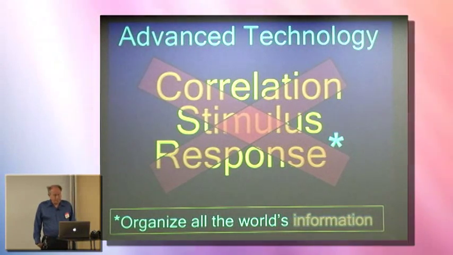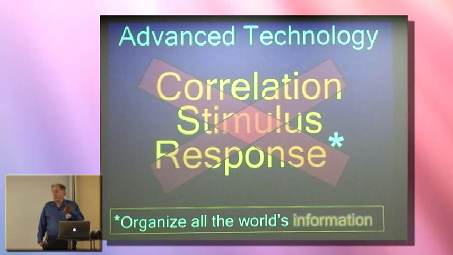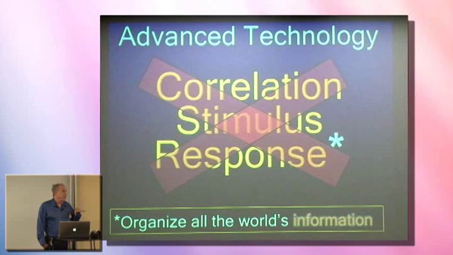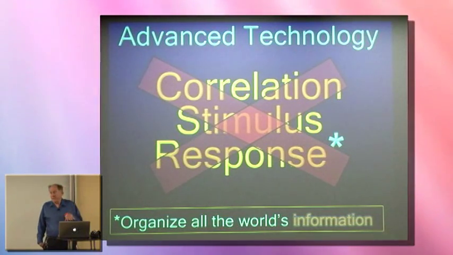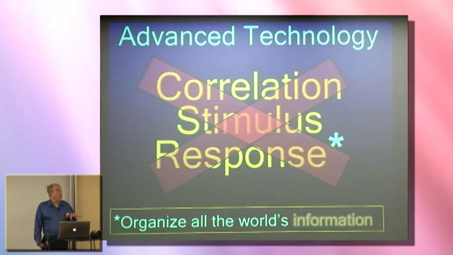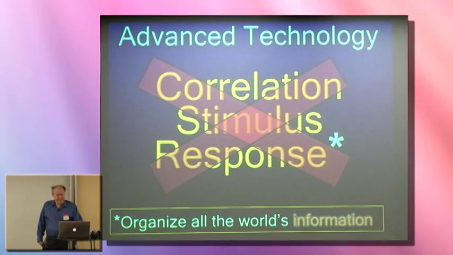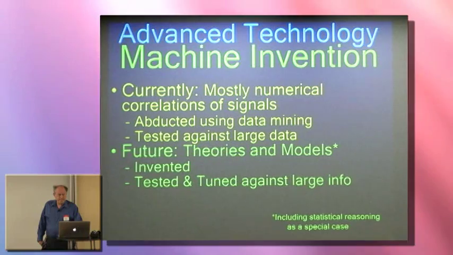So we have to move beyond this correlation-stimulus-response era that we're in, right? It's good as far as it goes. It just doesn't go far enough. And even the founders of Google said they were going to organize all the world's information. They didn't say they were going to organize all the world's data. So this is where we're going.